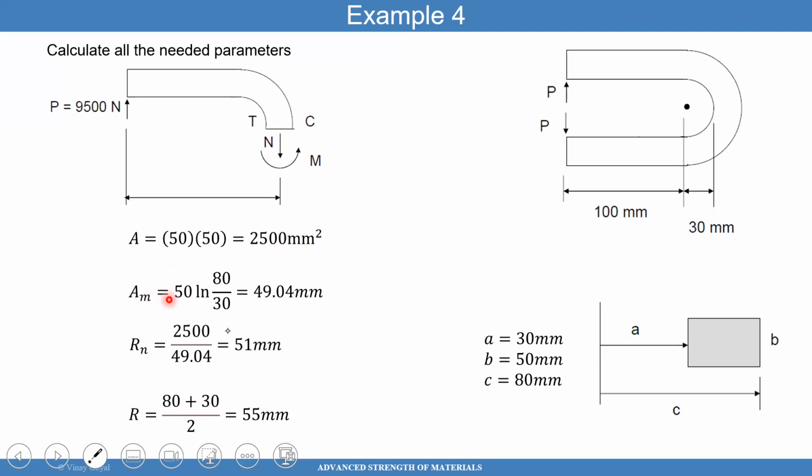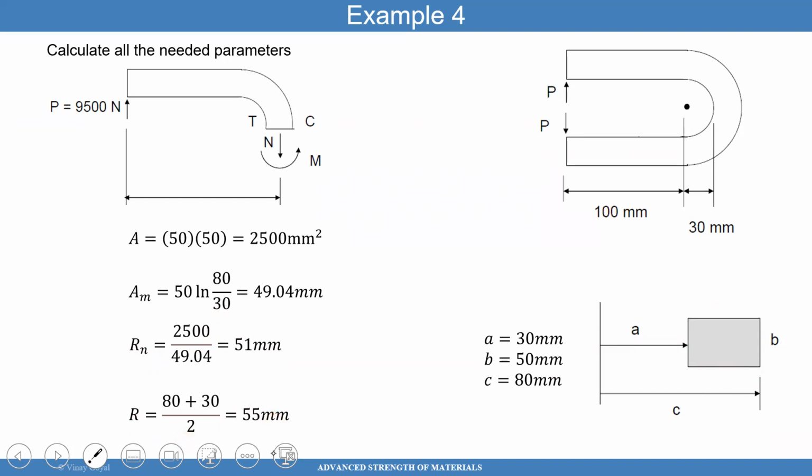Calculate A sub n, which comes from those tables I told you about. That gives you R sub n. And then calculate the centroidal axis, which is 80. So all the way from here to here. And then from here to here, the average gives you this point here. That's 80 plus 30 divided by 2.